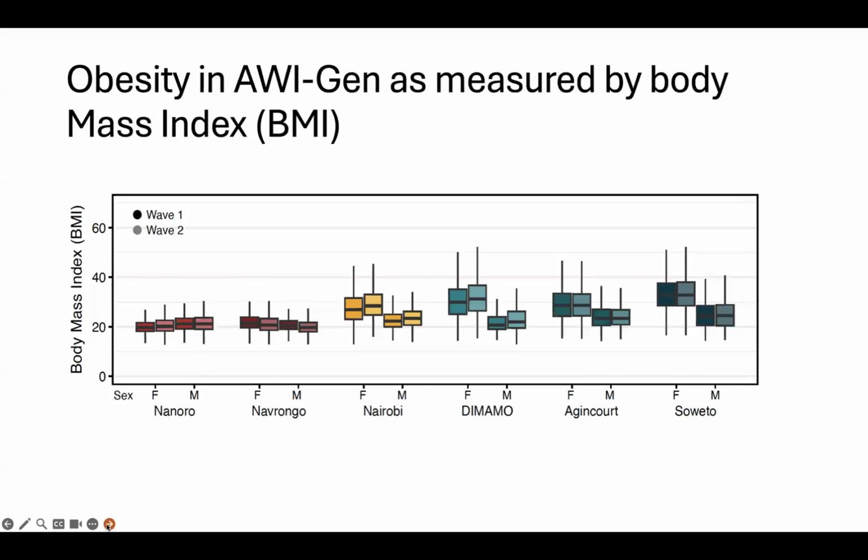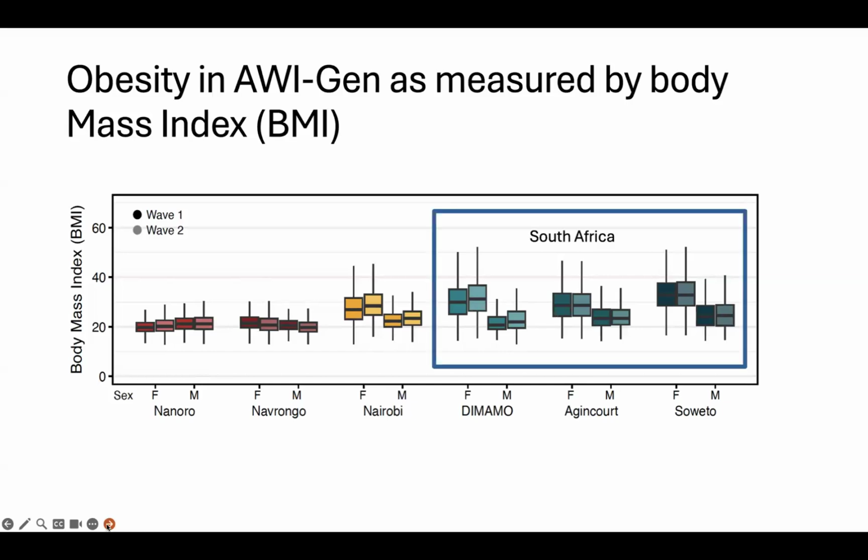So I want to show you these data on obesity across AWI-Gen. First of all, these are the 3 South African sites. I want you to look at the F for female, M for male. What you can see immediately is that women are more likely to be obese than men. But this isn't true everywhere. That's not true in West Africa. And you can see that there were small differences from wave 1 to wave 2, 5 years later.